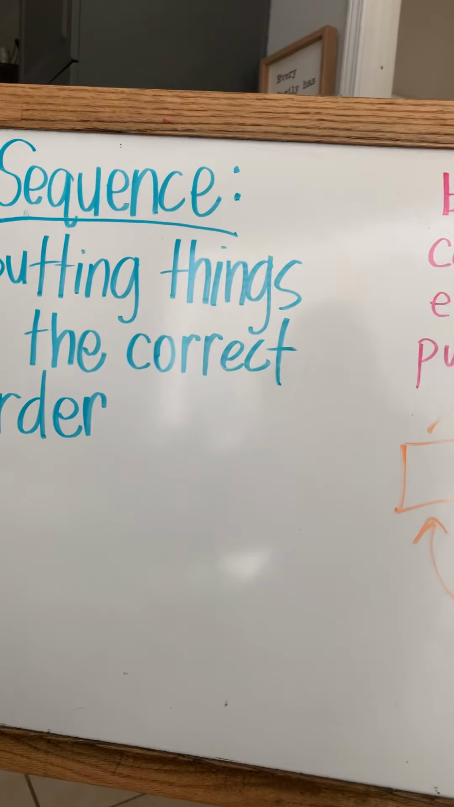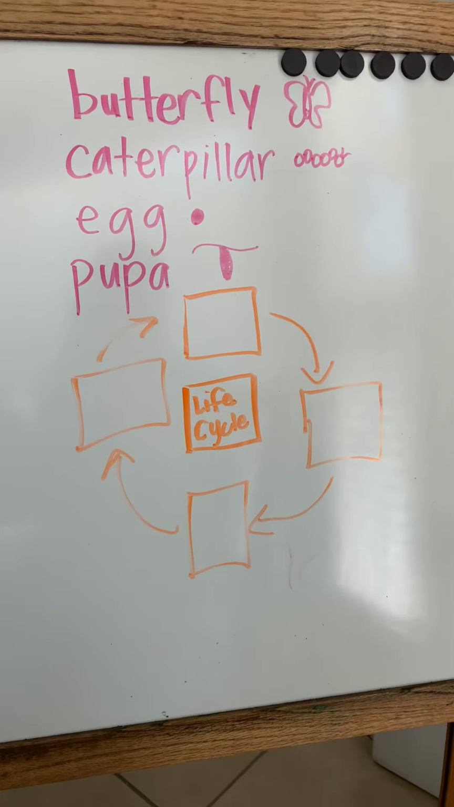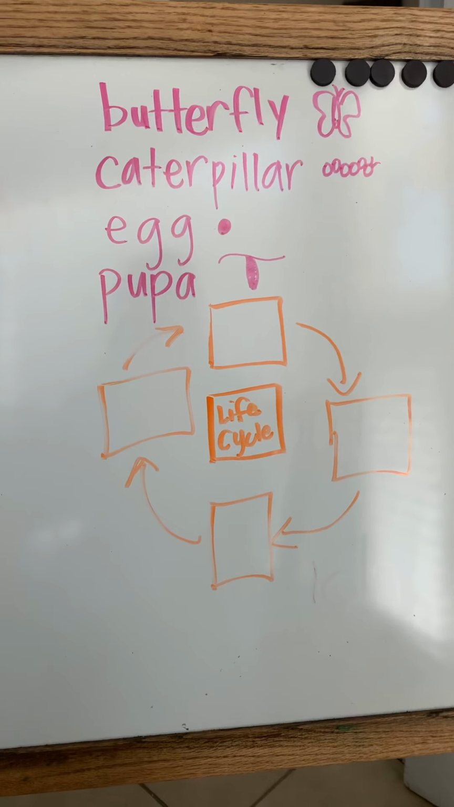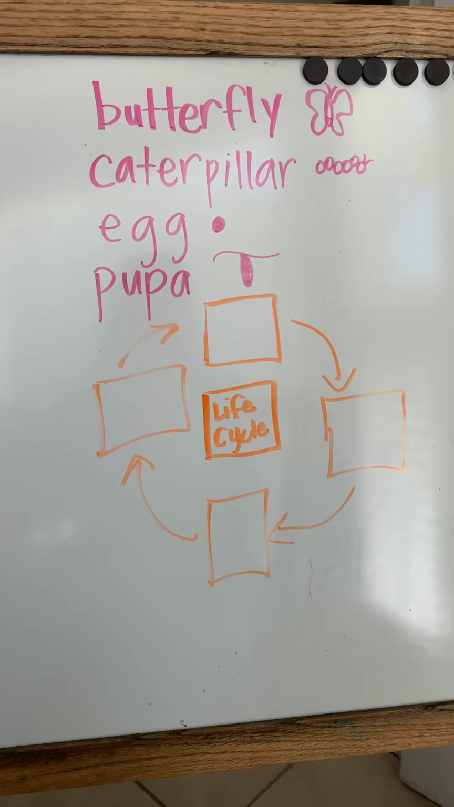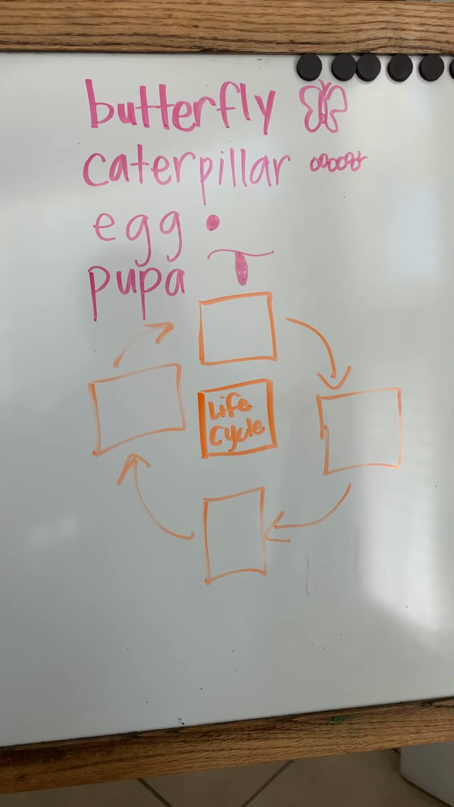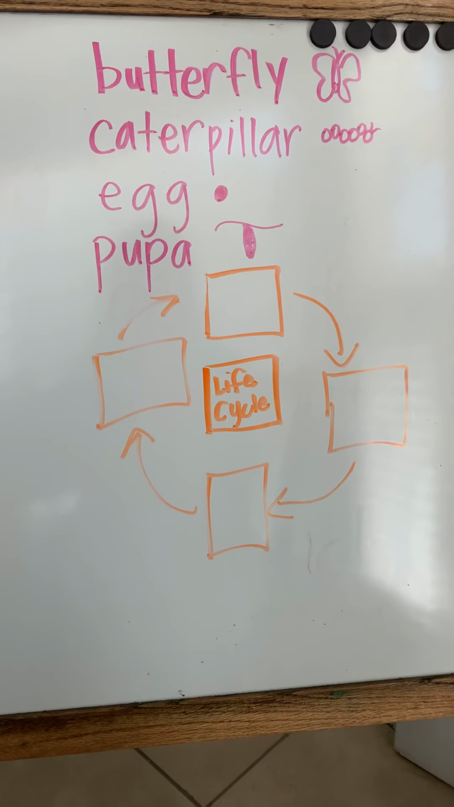So we're gonna talk about sequence today. And in order to practice that, I have over here the life cycle of a butterfly, okay? And the life cycle of a butterfly has 4 stages, and it has to go in the right order, okay? It has to go in the same order every time, or you will not have the right result, okay?